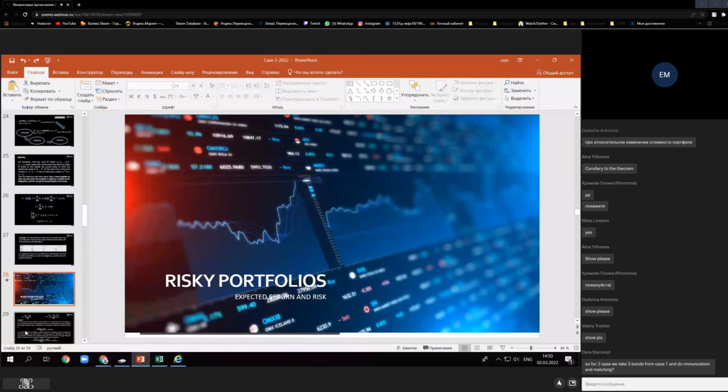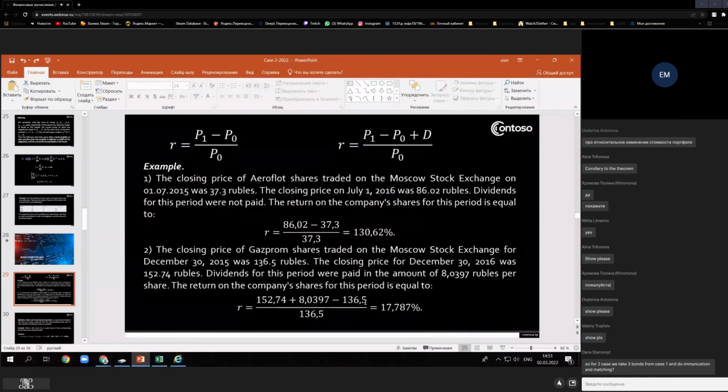Okay, let's consider a particular asset. The particular asset in your case, in case number 2, and in the part of the risky portfolio is an ordinary share. The ordinary share has 2 characteristics.